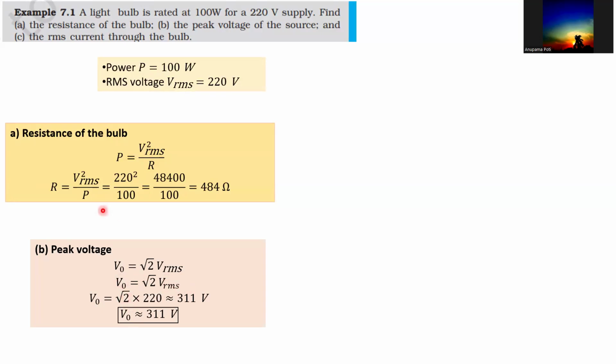So root 2, VRMS is how much? VRMS is 220. It is given in the question. If you simplify, you are getting the V0 value.